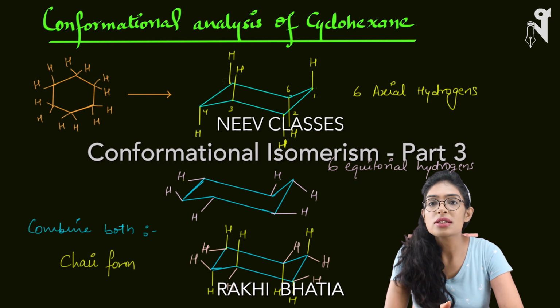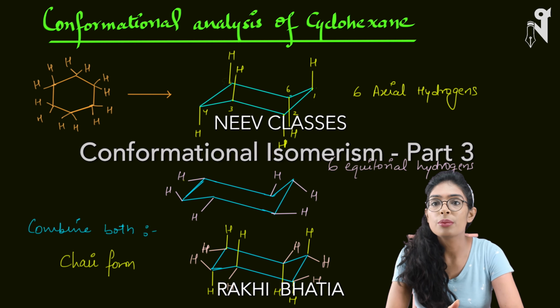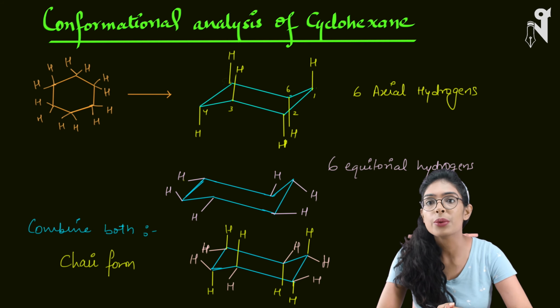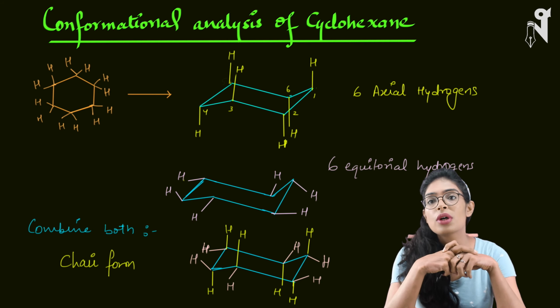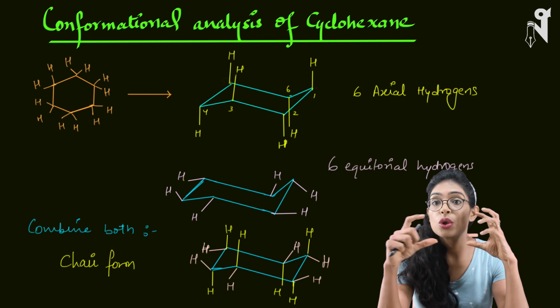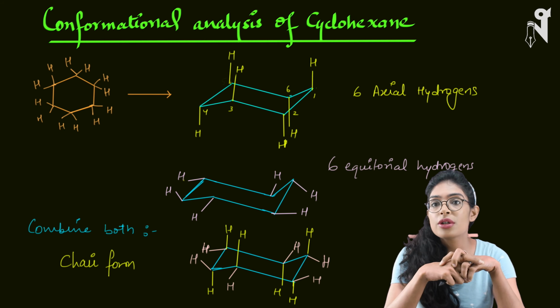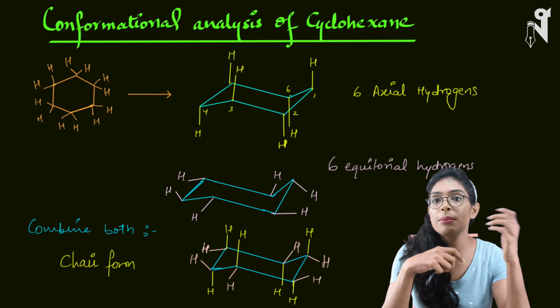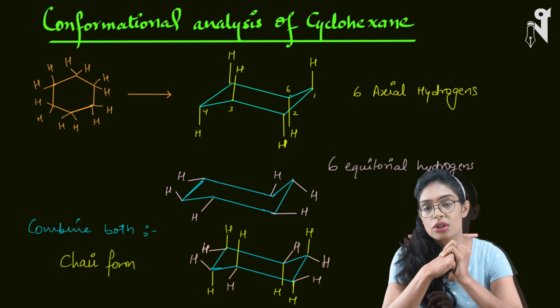Hello everyone. So in the last class we had spoken about the different conformations of normal alkanes. If an alkane has been given, you will take the center two carbons and then you will try to draw the conformations of that alkane by using the Newman projection or the Sawhorse projection.